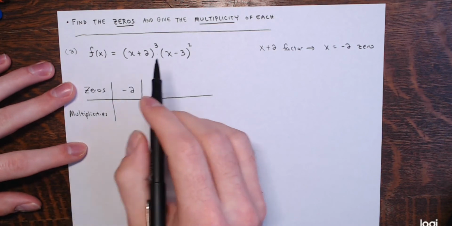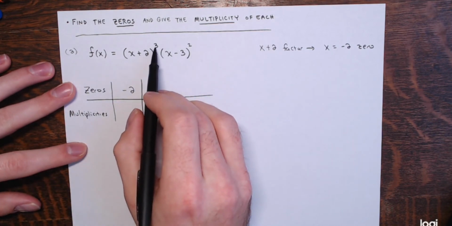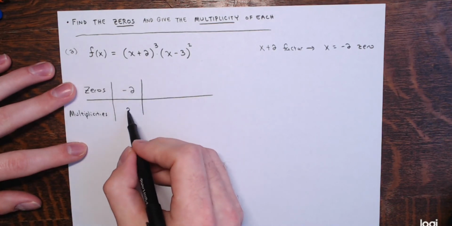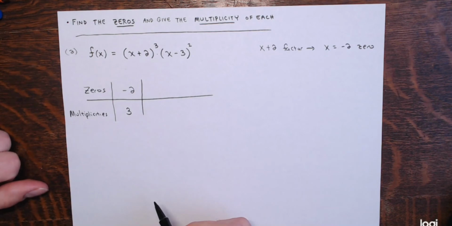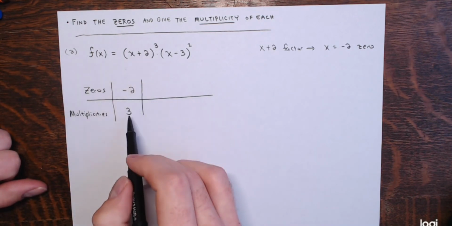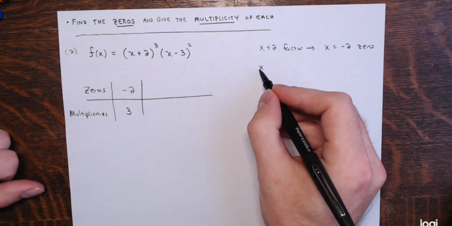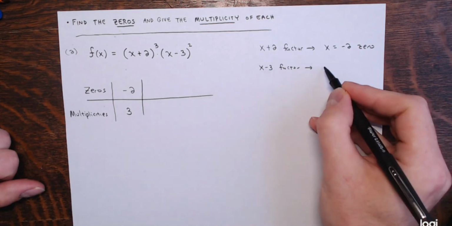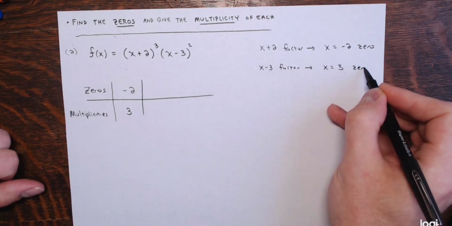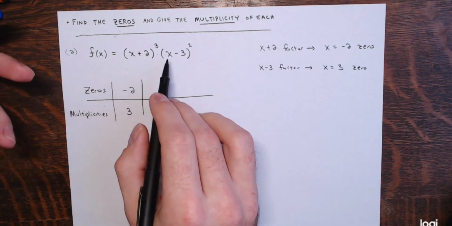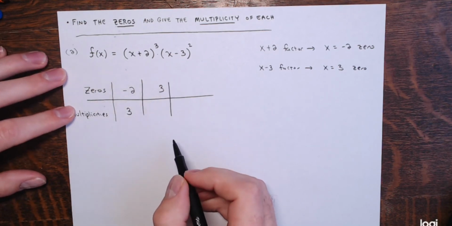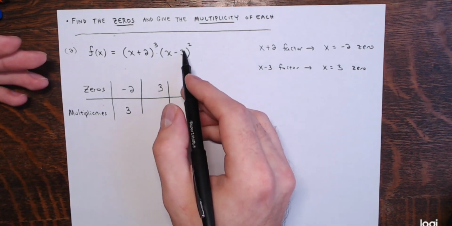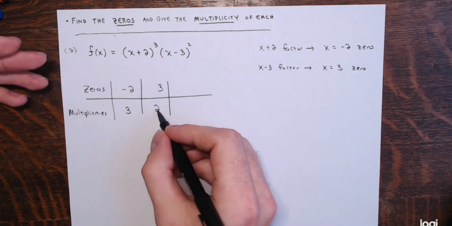And then what's the power on x plus 2? How many factors of x plus 2 are there? There are 3 of them, and that's the multiplicity of that 0. It's x plus 2 to the third power. And then x minus 3 is a factor, meaning that x equals 3 is a 0. If you were to plug in 3 for x, the output would be 0. And how many times is x minus 3 a factor? Well, twice, right? It's x minus 3 squared, and that would be the multiplicity of that 0.